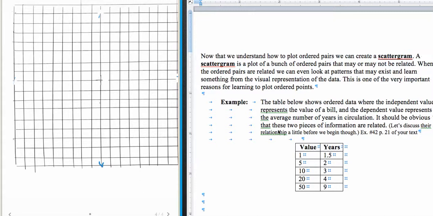Now, the larger the bill gets, the less frequently they're going to be used, and therefore the larger the number of average years they're in circulation. For instance, in a $50 bill, you rarely see $50 bills. You have to actually go to the bank and specifically say, I want a $50 bill. And those $50 bills, therefore, are not going to travel from hand to hand quite as often as a 20 or a 10, and therefore their average life is going to be longer.